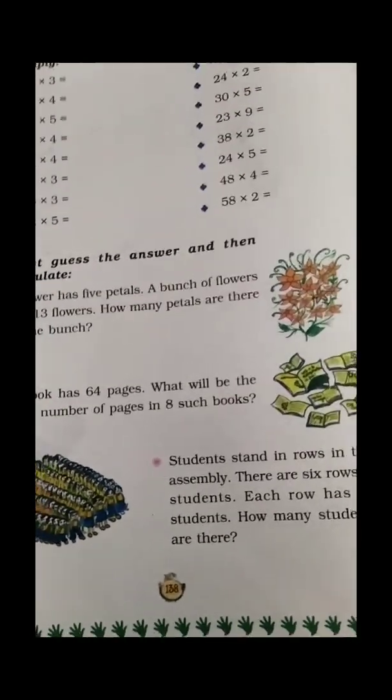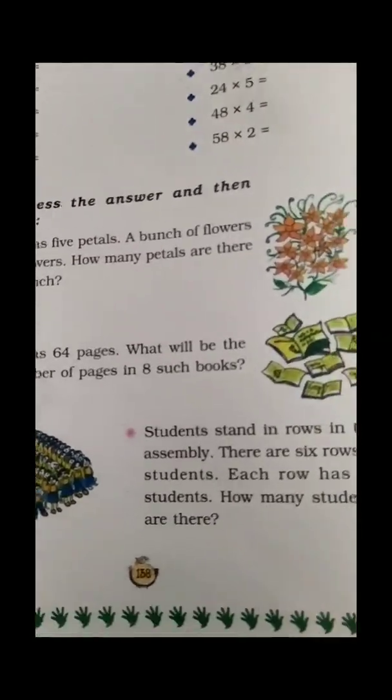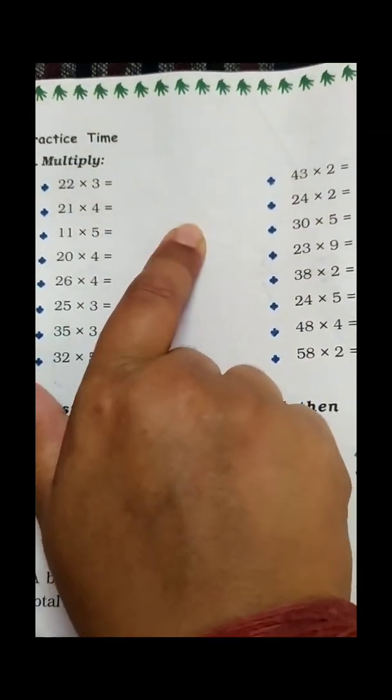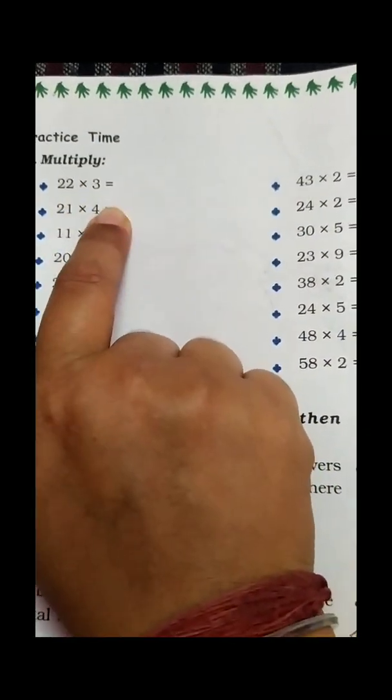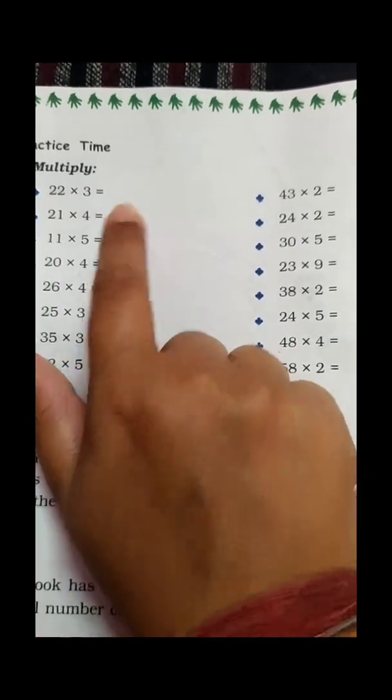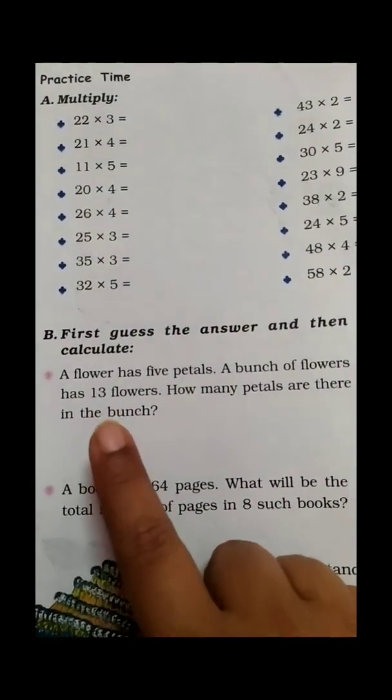I have already given you multiplication. You have already learned multiplication with 3 digits, 4 digits, and this is simple multiplication with 2 digits. Like 11 fives are 55, 21. So you will multiply 4 into 1, 4, and then 4 into 2, 8. So 84 is the answer.